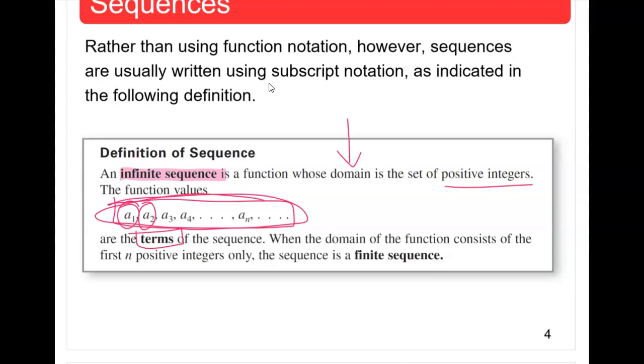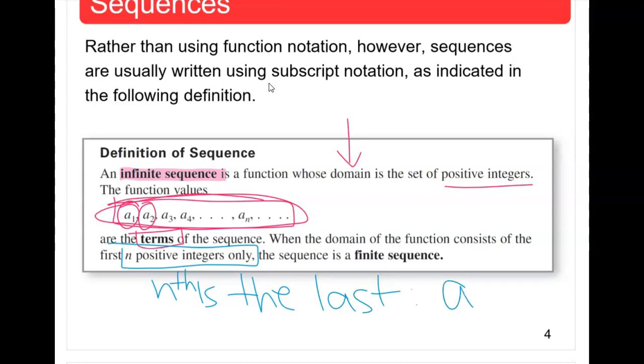When the domain of the function consists of the first n positive integers only, meaning that n is the last term, the nth, which we could also denote by a sub n, then your sequence is called finite. So finite if we know there exists a last term, and infinite if it doesn't have a last term, or we don't know where the ending is.